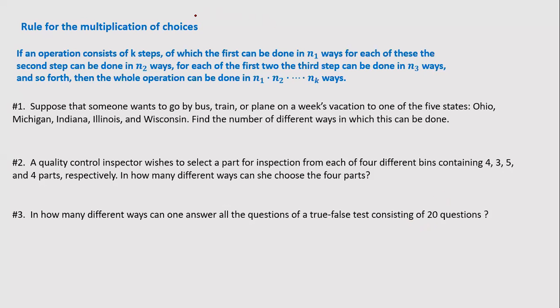All right, so now let's go back to here. The way we do it is, we say I have 3 different ways I can go: by bus, train, or plane. And for each one, you can go to the 5 states here. So in total, this trip can be carried out in how many different ways? It is 3 times 5, so that will be 15 different ways you can take this trip. You can decide to take a bus to Indiana or a train to Michigan. So you have 15 different ways you can do that.